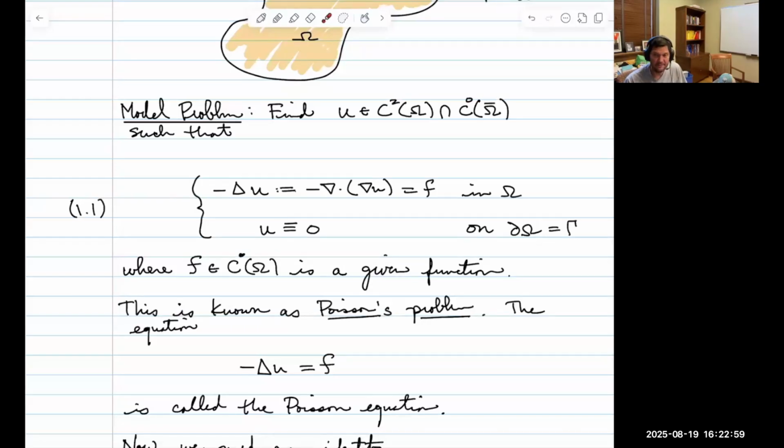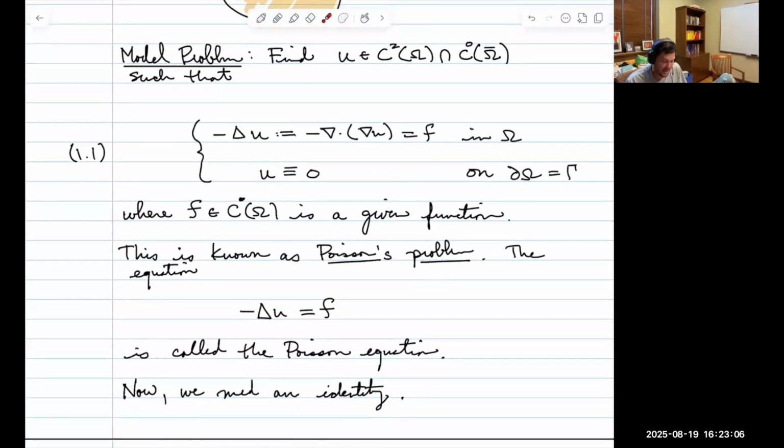And by the way, let me know if you see any errors in the lecture notes as we're going along. So it has to satisfy this equation pointwise. Let's make sure it makes sense.